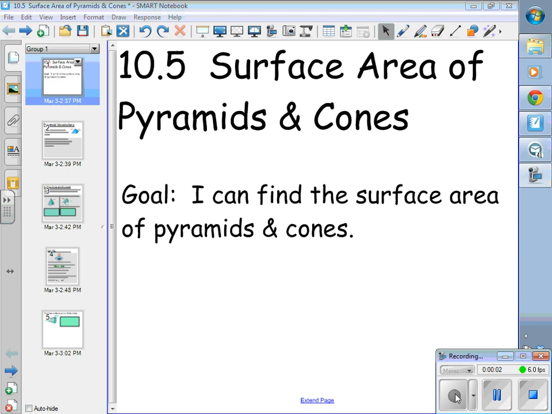Today we're doing surface area of pyramids and cones. Our goal is that we can find the surface area of pyramids and cones.